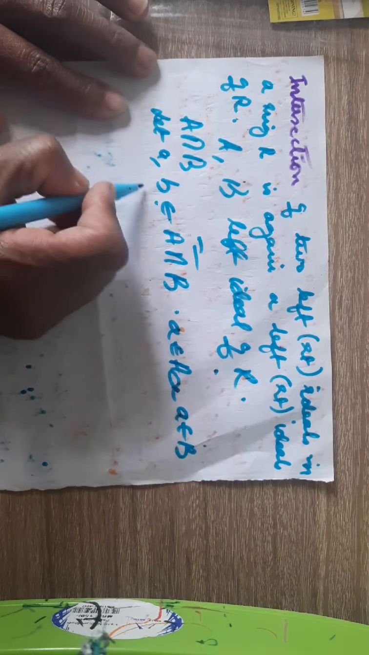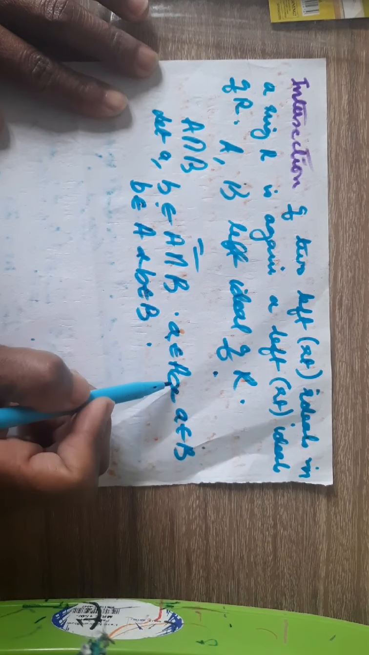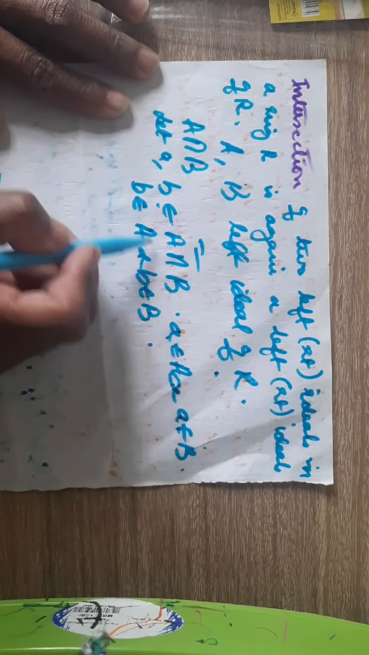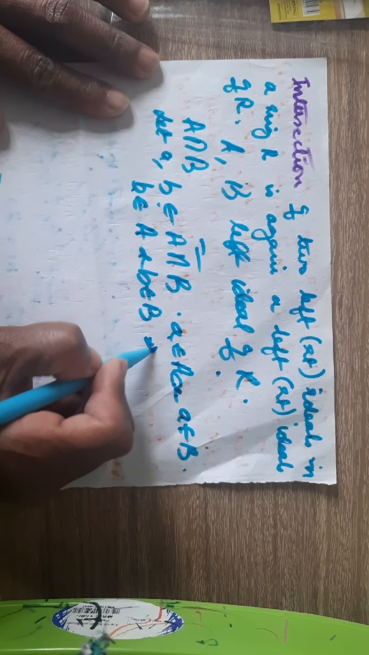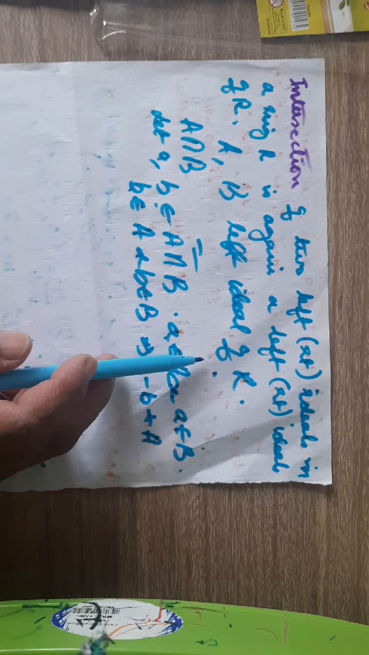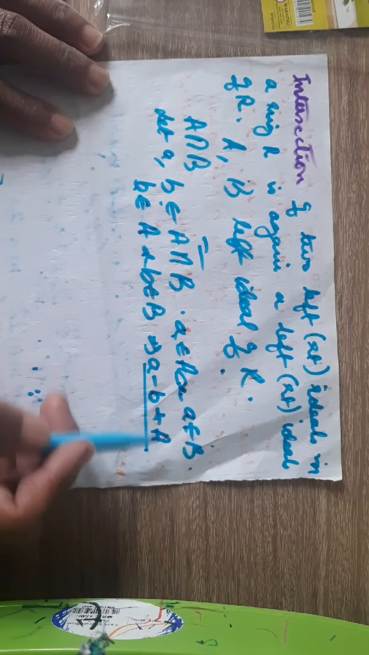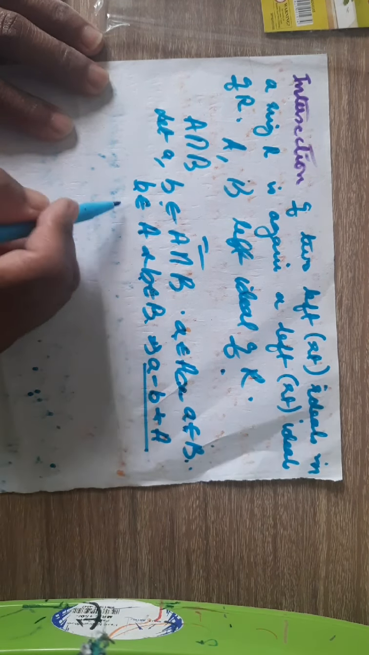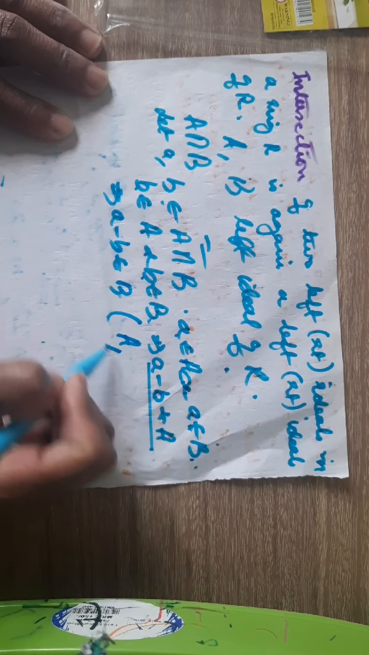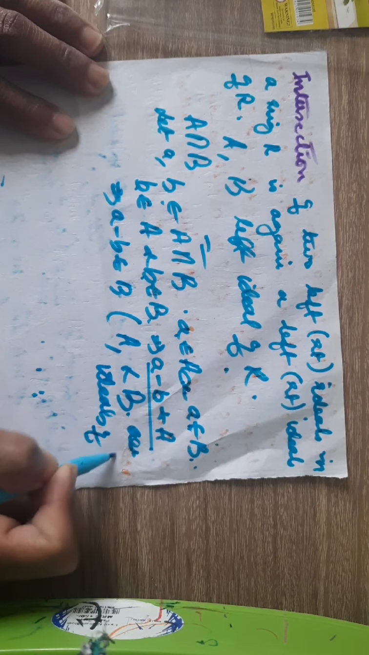Similarly, b belongs to their intersection. It implies that b belongs to A and b belongs to B. Now, a belongs to A and b belongs to A, it implies that a minus b also belongs to A. This is by that necessary and sufficient condition of an ideal. Similarly, a belongs to B and b belongs to B, it implies that a minus b belongs to B, since A and B are ideals of R.